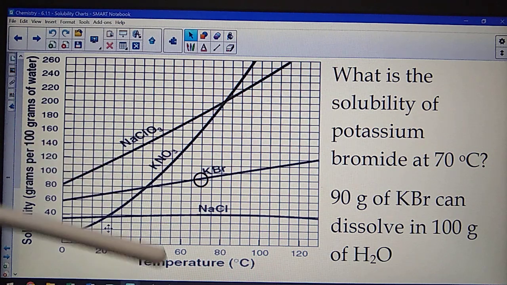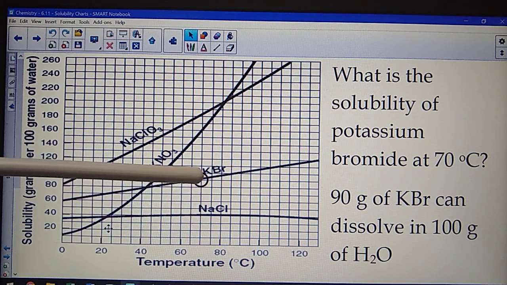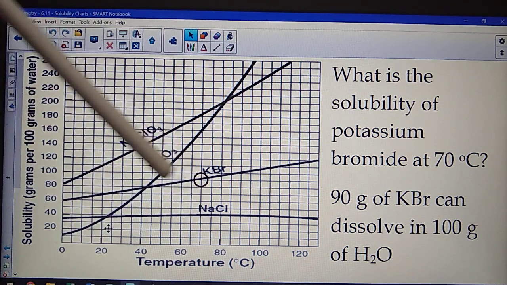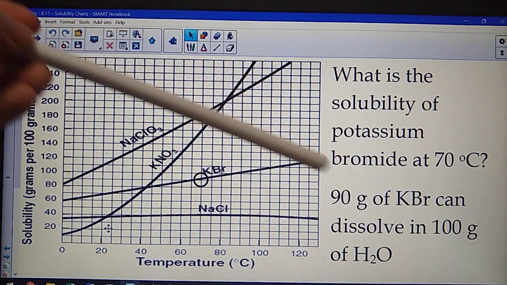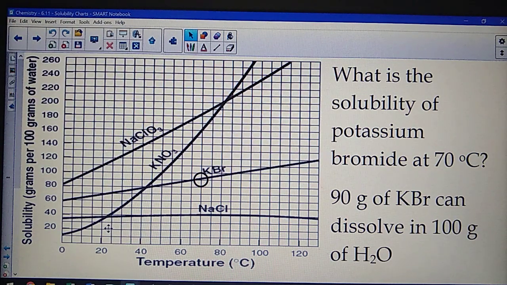If you go across 70 degrees Celsius and go up, we hit the line of potassium bromide at about 90 grams. So 90 grams of potassium bromide can be dissolved in 100 grams of water. The solubility is 90 grams per 100 grams.